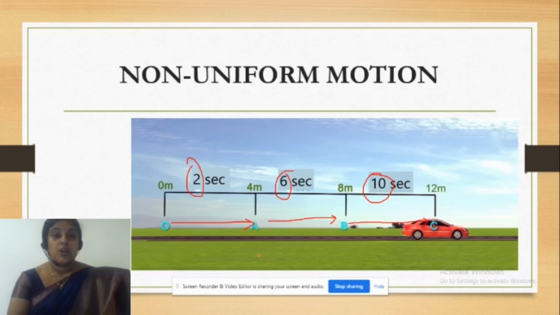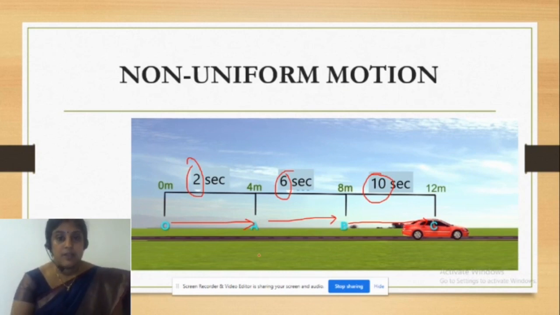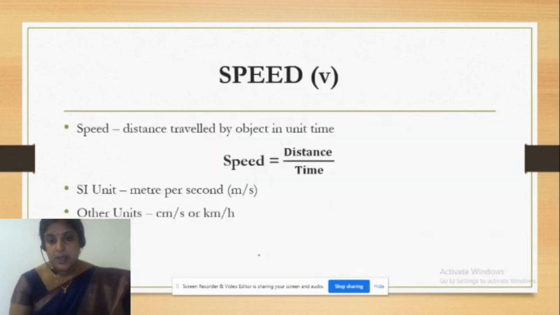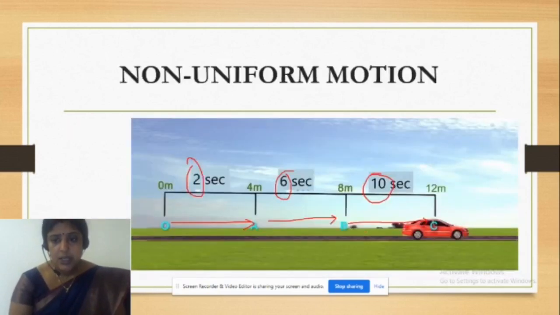So what is non-uniform motion? An object is said to be in non-uniform motion when it travels equal distance in unequal time intervals. And what is uniform motion? An object is said to be in uniform motion when it covers equal distance in equal time intervals. So see here, you can see that the car travels from point A to point B, 4 meters, in 2 seconds.